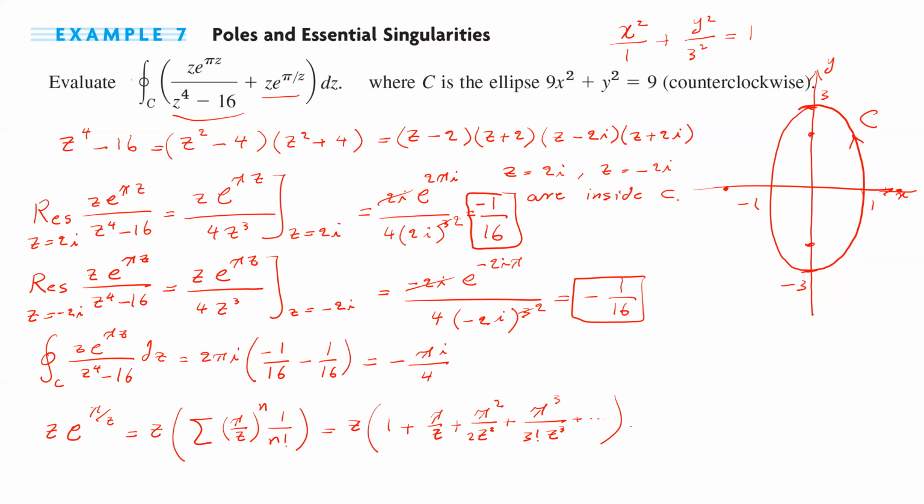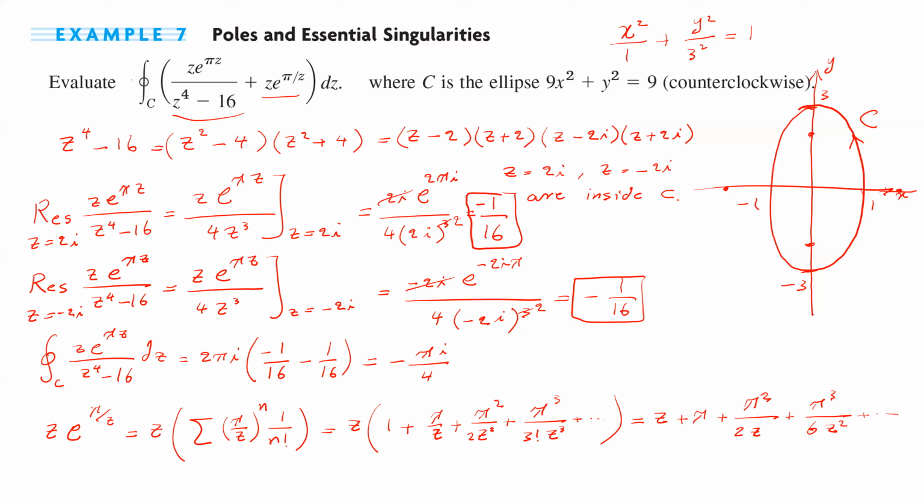And if you multiply by z, you get z plus pi squared over 2z plus the rest of the terms, the next one will be pi cubed over 6 z squared, and so forth, right? So what is B1?